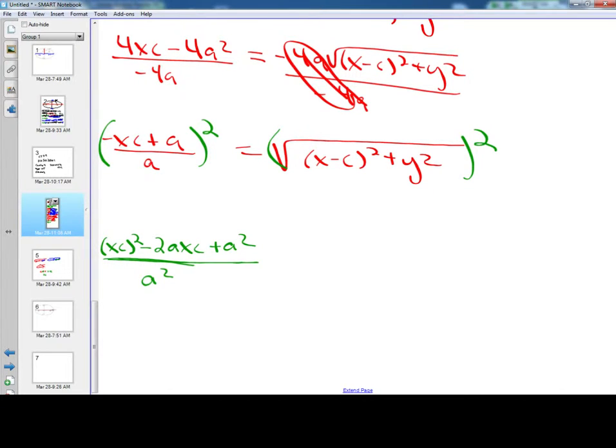Double check. You guys double check? Double check, check, check. It was a different scenario, so. That equals x minus c quantity squared plus y squared. Yay! This is algebra, homies. Algebra at its finest. At its frustratingest.